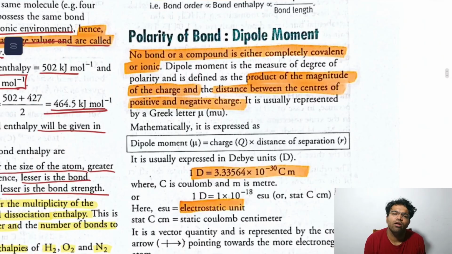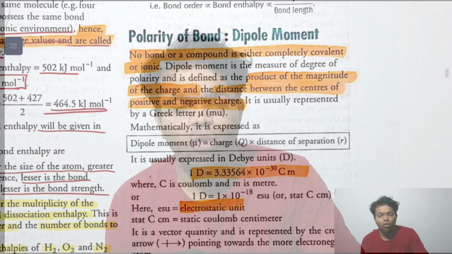Now, in a covalent bond, hydrogen and chlorine will put one electron in the middle, and then they will basically decide to share it. But chlorine being more electronegative as compared to hydrogen, it will attract this shared pair of electrons towards itself.